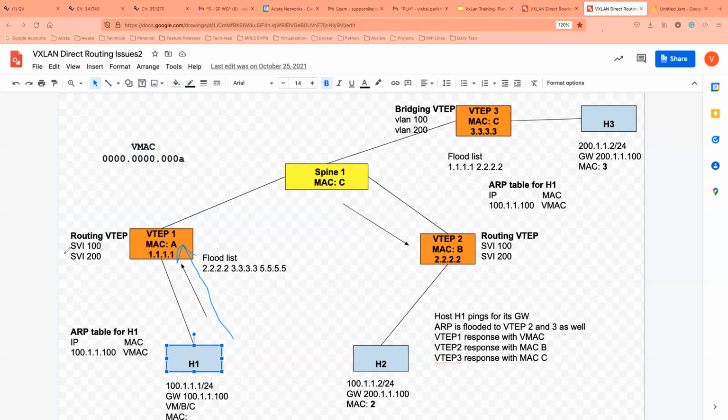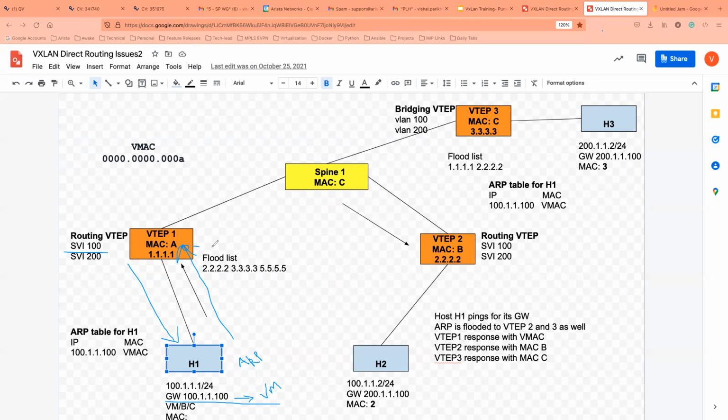Now SVI 100 is configured here, so this will reply back with an ARP reply. So basically what you will have in the ARP entry is that to reach the gateway, which is IP 100.1.1.100, you have the virtual MAC associated. So this is your ARP entry. Now, as we discussed, because this is BUM traffic, the ARP request is flooded.